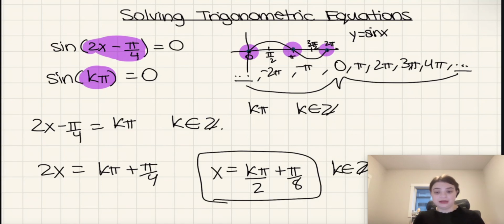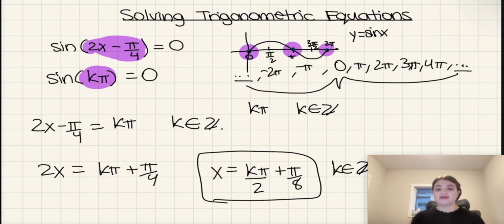Now in one simple equation, we're encompassing all the times where this is going to be 0. x would have to be k pi over 2 plus pi over 8. And for any integer value of k, that will hold. And that's the solution to this equation.